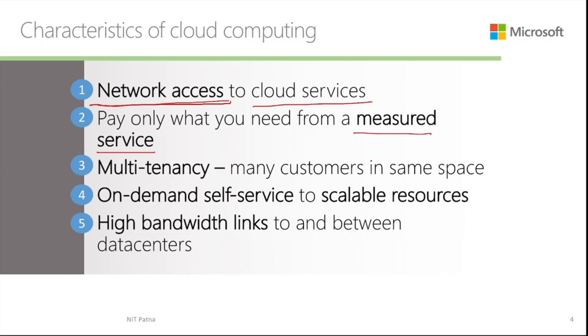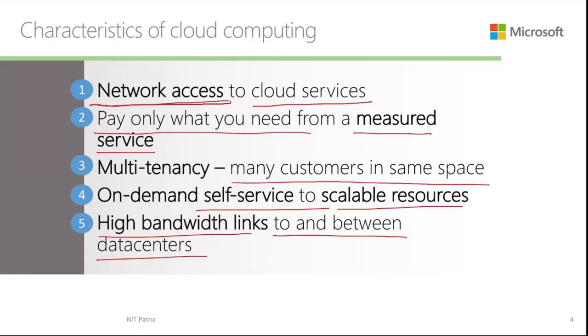That means, in offline life, if you think about purchasing some memory, and you decide to purchase a 1 terabyte hard disk, you have to pay for 1 terabyte at a time. But if you need, say, 5 GB of space, and you purchase it from the cloud, you don't need to pay for 1 terabyte at a time. You purchase 5 GB initially, and after 1 or 2 years when the requirement increases, you can purchase another 5 GB or 10 GB of memory. Okay, so it is basically a measured service, and customers pay only for what they need from the service provider. Then multi-tenancy. Okay. Many customers in the same space. Then on-demand self-service to scalable resources and high bandwidth links to and between data centers. Okay.